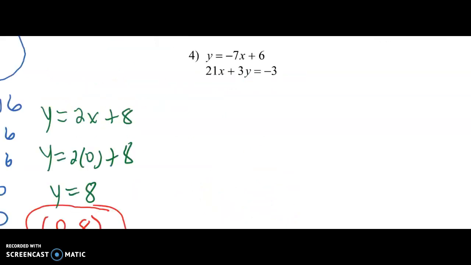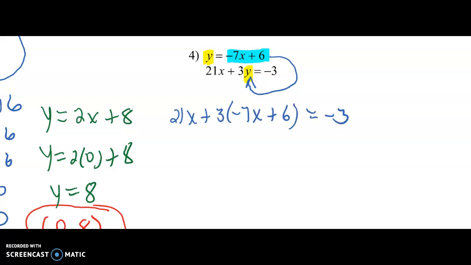Now we're going to take a look at example number 4. Again, doing the substitution method, we are going to start with our y equals equation: y equals negative 7x plus 6. That expression, we are going to take it and sub it in for y in the other equation, because that is a y equals expression. All right, so this is what the substitution looks like.